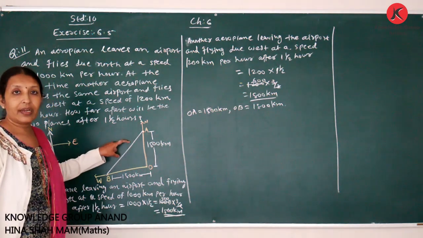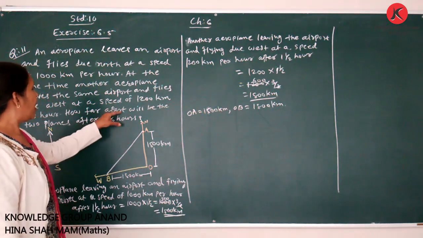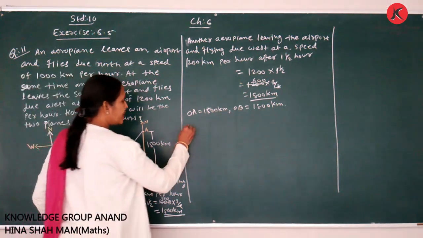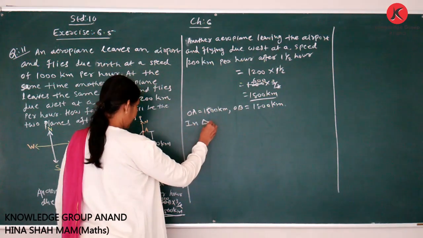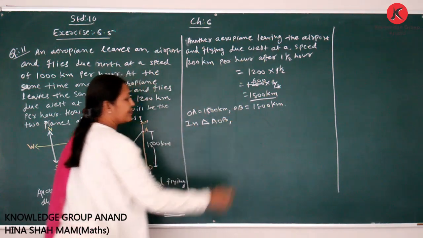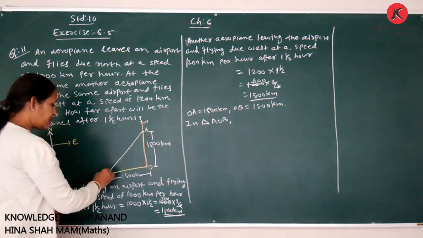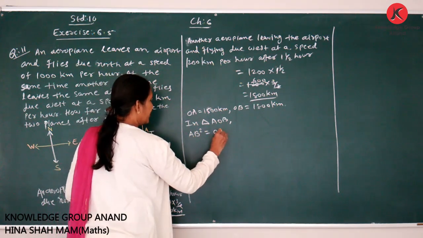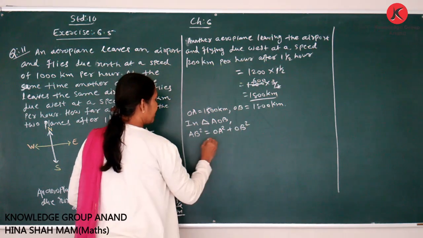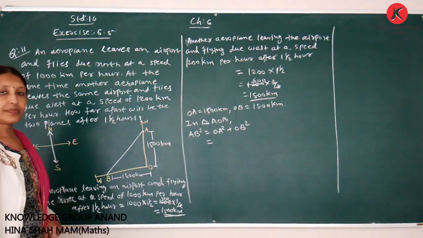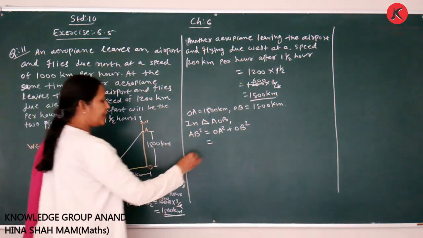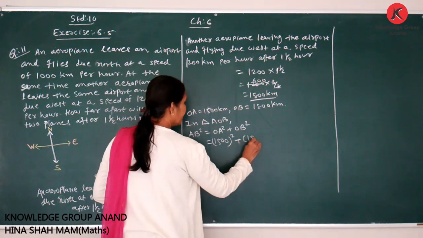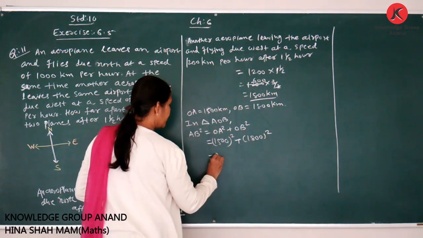We find here AB. How far apart will be the two planes after 1.5 hours? Then in triangle AOB, apply Pythagoras rule. AB square is equal to OA square plus OB square, which is 1500 square plus 1800 square.